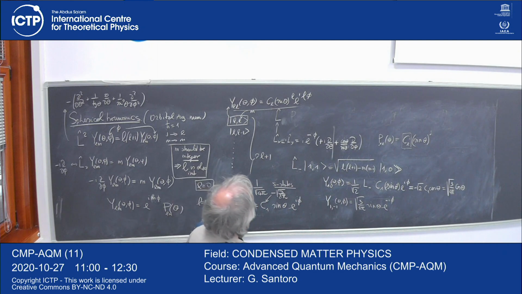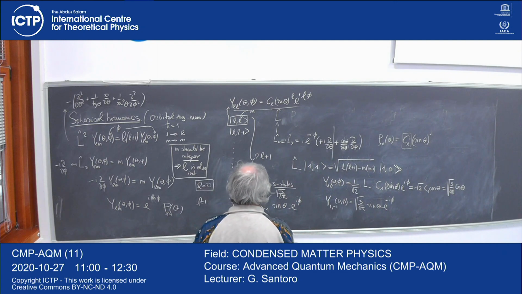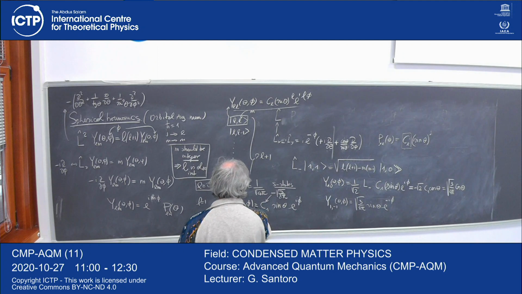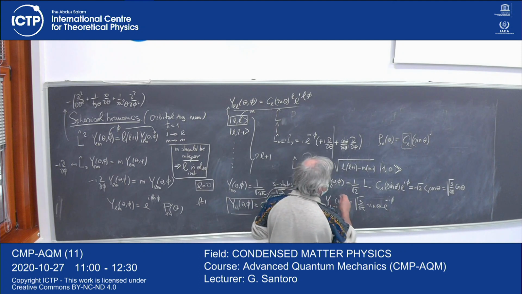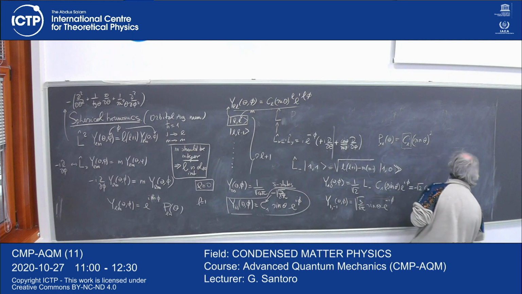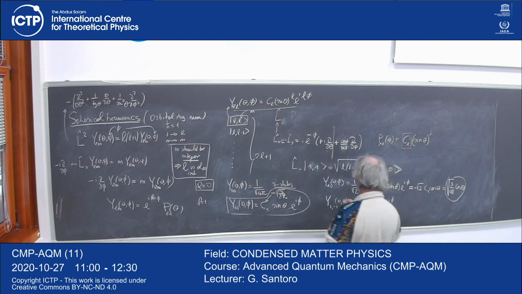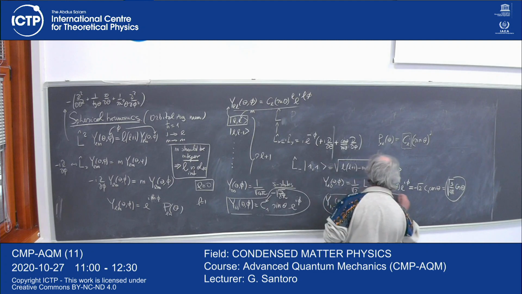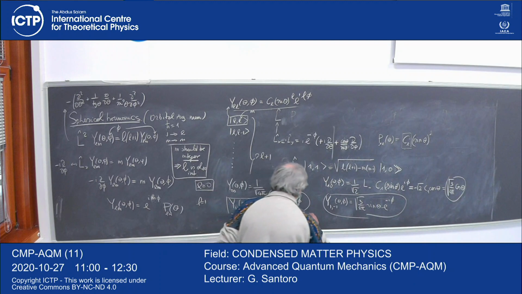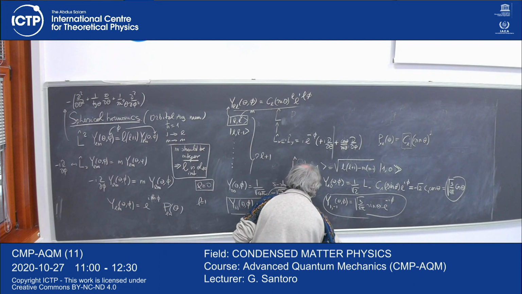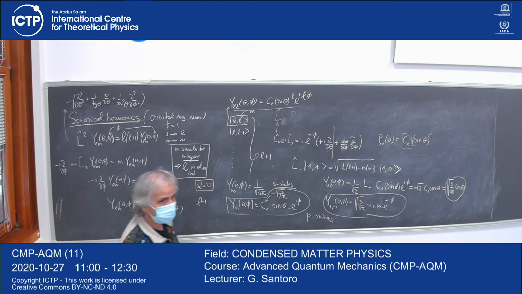Good. So here are the three states. One is this. Then I have the 1, 0 state, which is this. And then I have the 1, minus 1 state, which is this. These are the three spherical harmonics for n equal 1. They are called the p states. Again from atomic physics jargon.